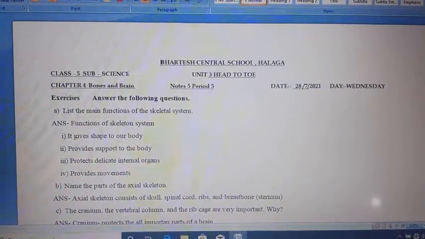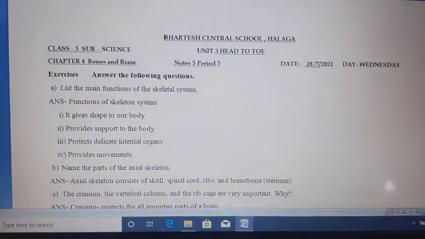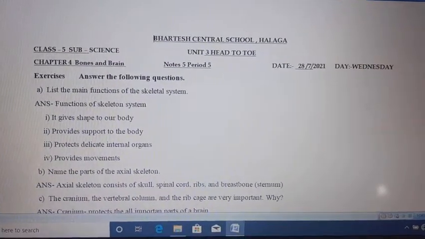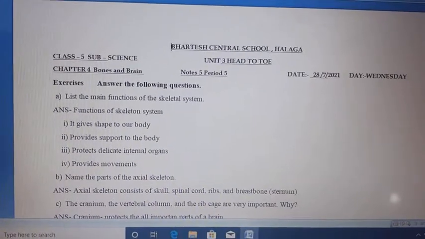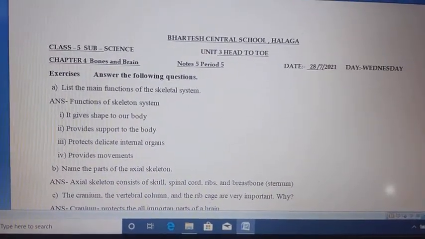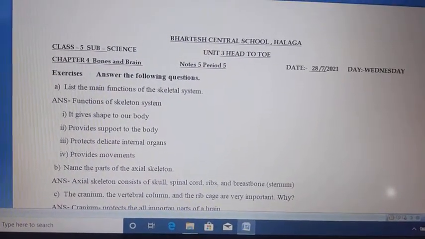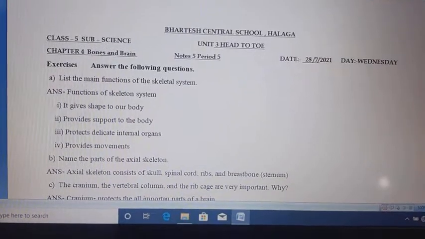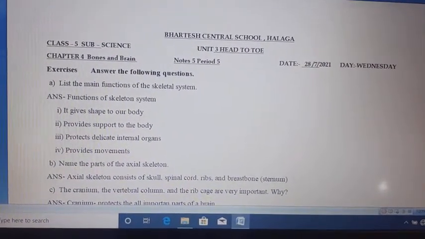A. List the main functions of the skeleton system. Functions of skeleton system. First, it gives shape to our body. Second, it provides support to the body. Third, it protects delicate internal organs. Fourth, provides movements.